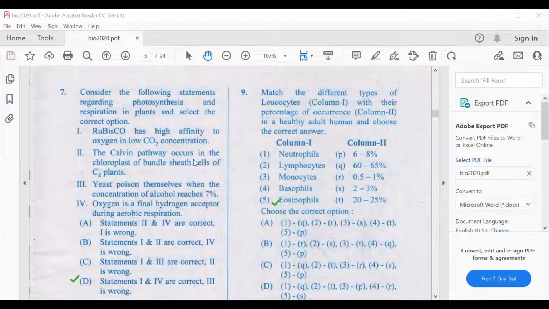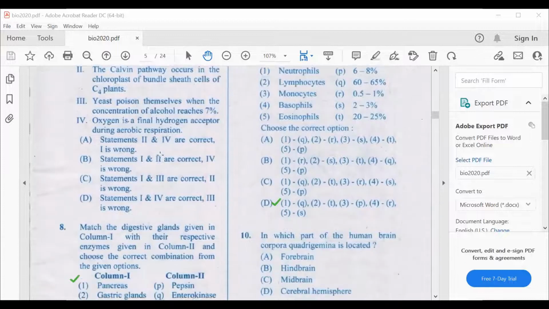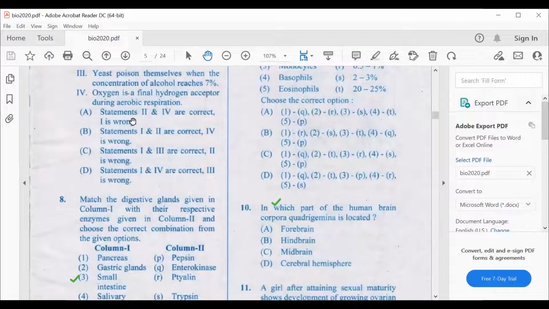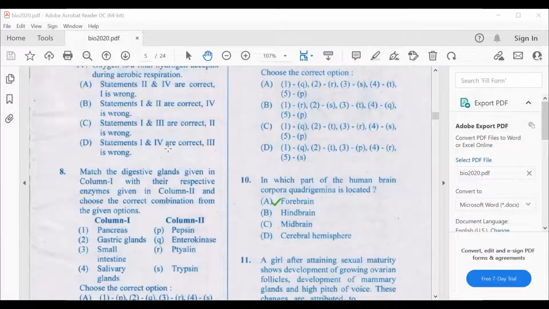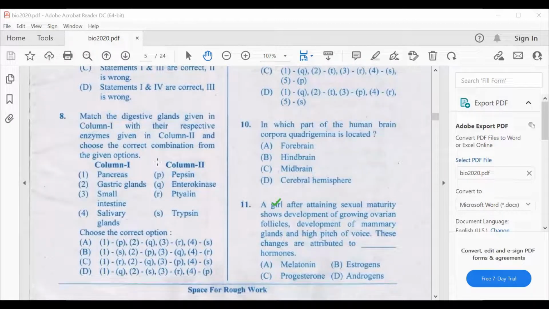Okay. Next question, 8th question is match the following. Match the digestive glands given in column 1 with their respective enzymes given in column 2, and choose the correct combination from the given options. Column 1 has pancreas, gastric glands, small intestine, salivary glands. Column 2 has pepsin, enterokinase, ptyalin, trypsin. You have to write the correct combination, meaning which gland will release which enzyme. So 1 codes for P, 2 codes for Q, 3 codes for R, 4 codes for S. Read the options correctly, and then answer.